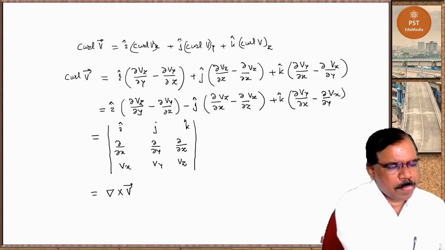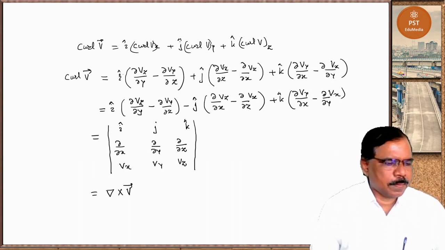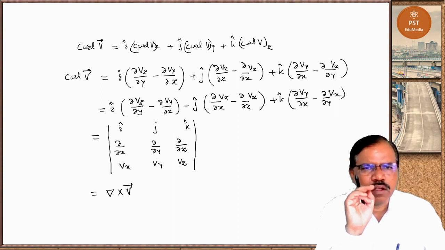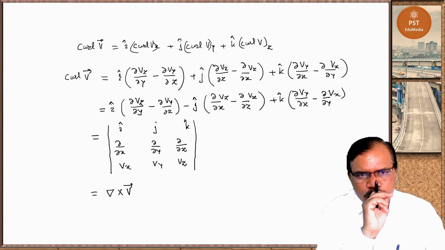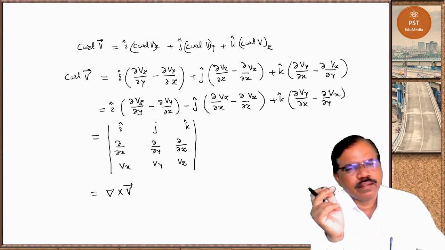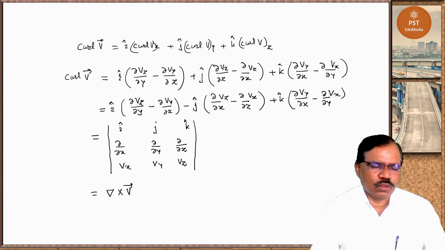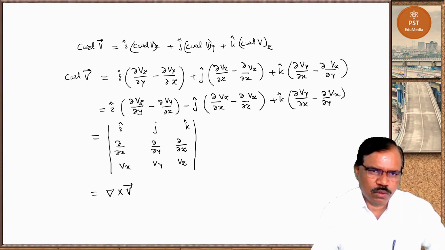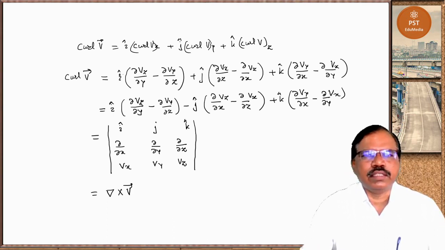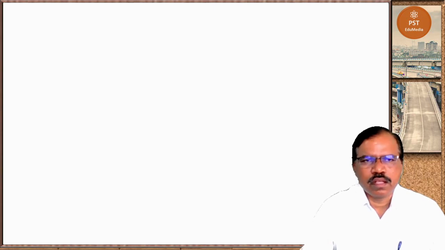Now, if the line integral along the closed path is equal to 0, del cross V will be 0. But if the line integral along the closed path, or circulation, is not 0, then the curl is not 0. Curl is not 0.